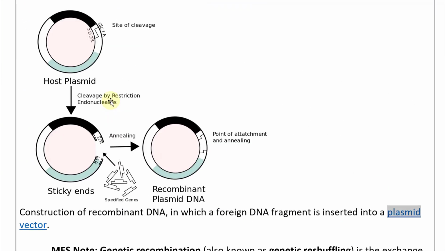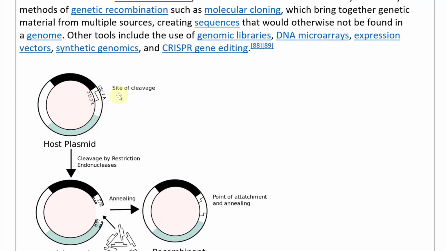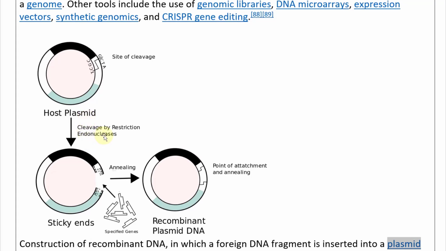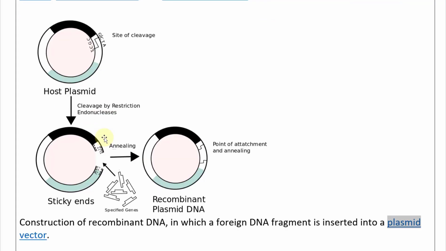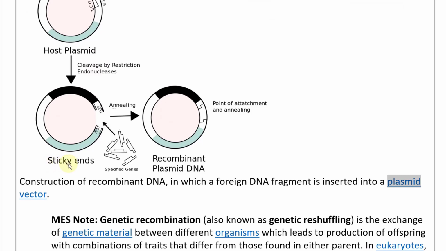All right, so we have this. So you have this host plasmid, then you have a site of cleavage where you're going to cut it. So you're going to cut it somewhere across here, and then cleavage by restriction endonucleases. These are enzymes. And then you have these sticky ends there. So you remove these, and these are specified genes that you want.